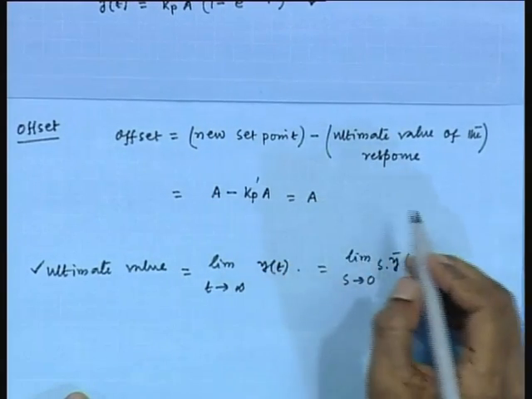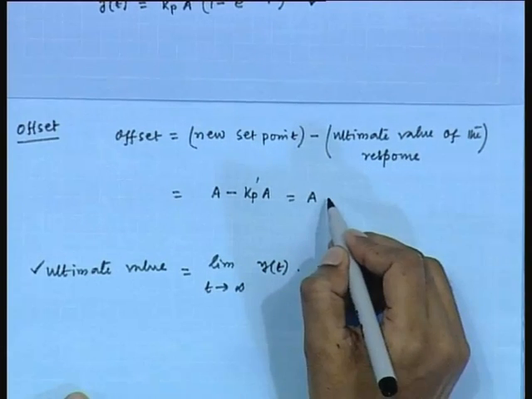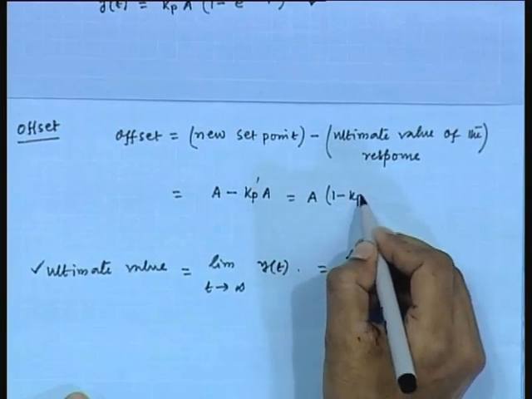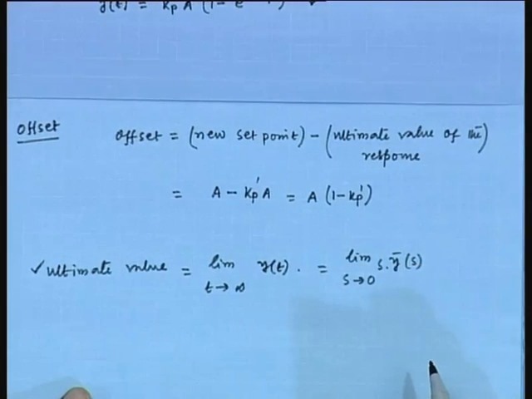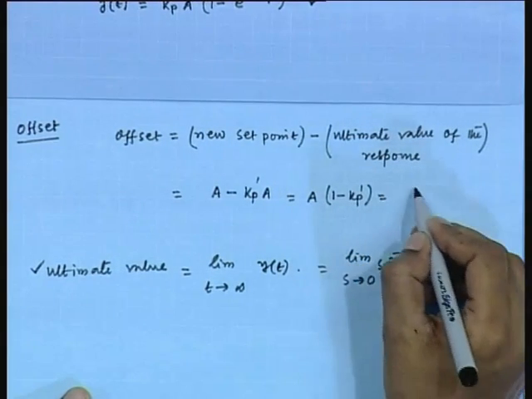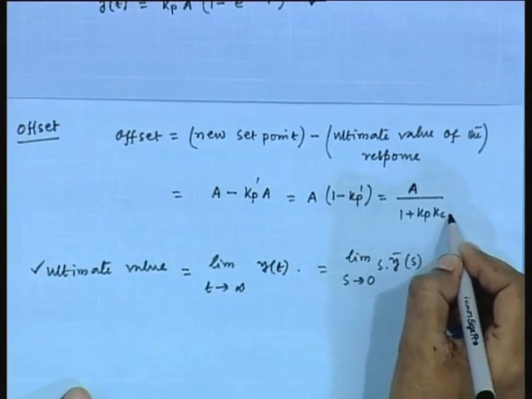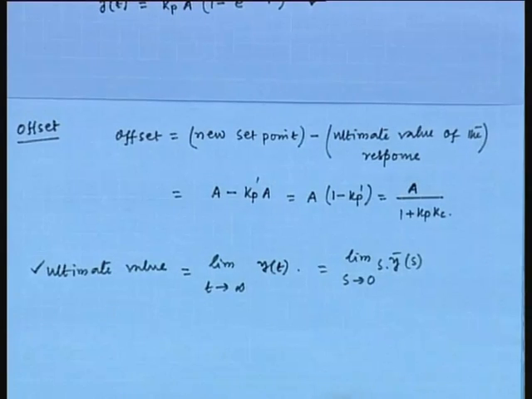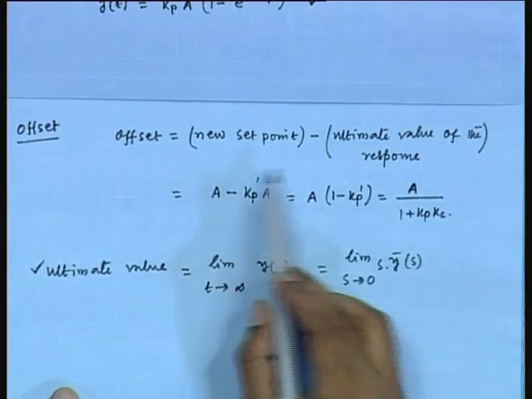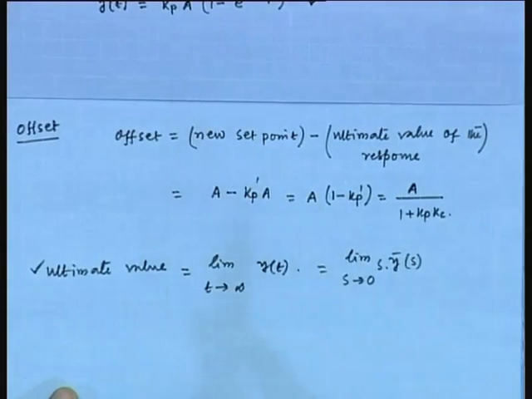Now, offset becomes A multiplied by (1 - K_p'). Substituting the expression of K_p', finally we will get A divided by (1 + K_p K_c). Fine. Offset is calculated by using this form, new set point minus ultimate value. Here set point is A, ultimate value is K_p' A. Substituting the expression of K_p', finally we get the offset equals A divided by (1 + K_p K_c).